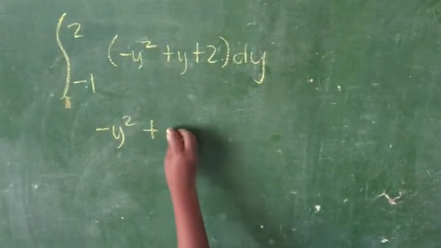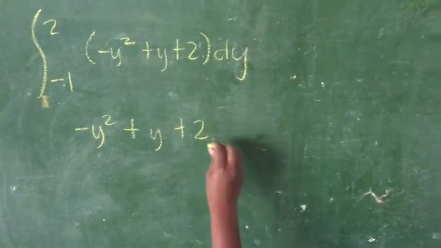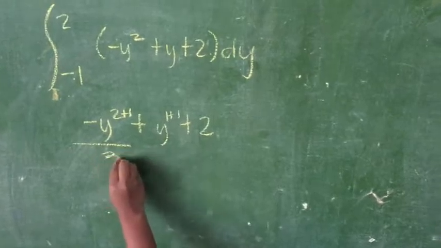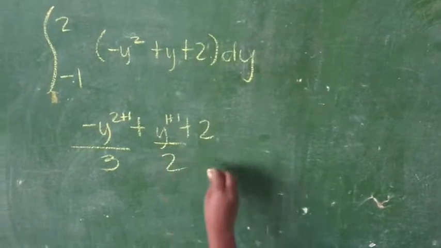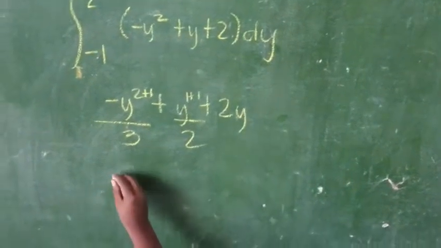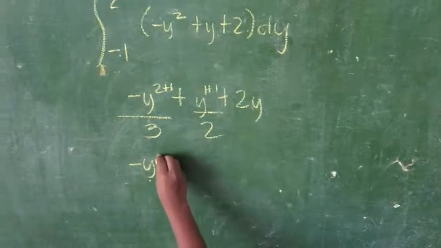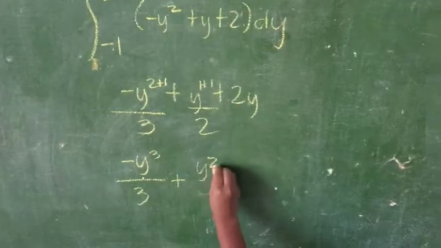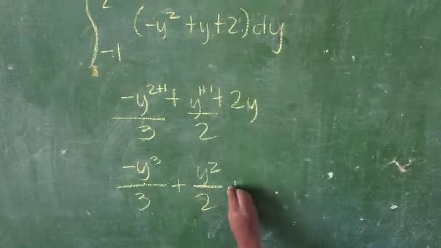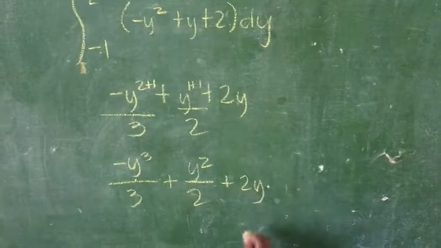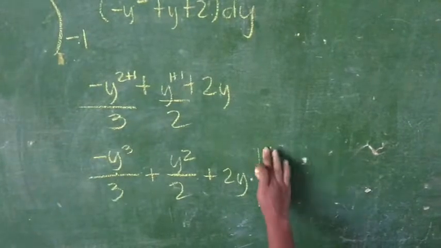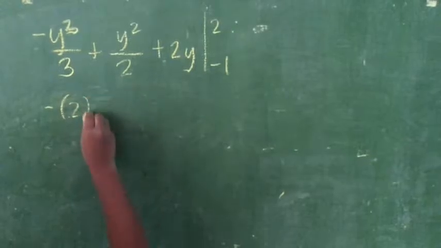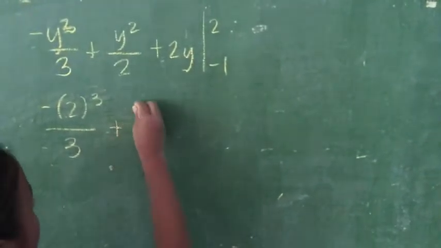Here is the antiderivative of the function, negative y cubed over 3 plus y squared over 2 plus 2y, with the limits of negative 1 to 2. After having the antiderivative, we should now substitute the limits of the function.